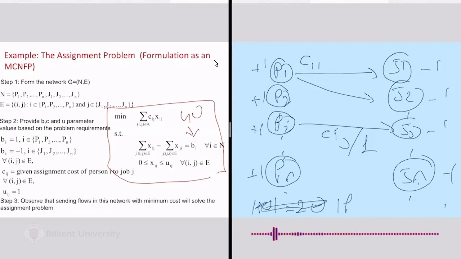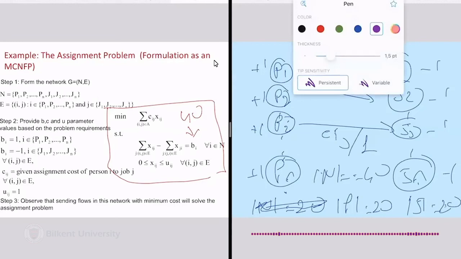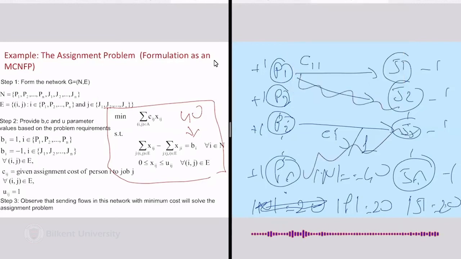If cardinality P is 20 and cardinality J is 20, my cardinality of the overall network is actually 40, right? I have to write 40 constraints. And if I solve this problem, meaning minimize Cij Xij, subject to each person should send 1 unit, each job should receive 1 unit, and the capacities are 1, at the end I will get a solution where each person and job is actually assigned.